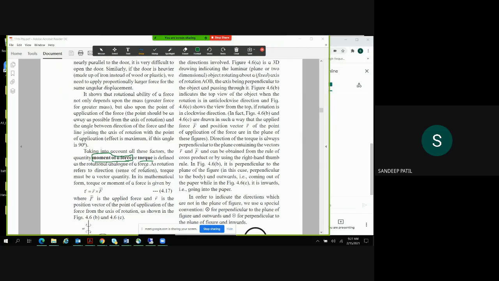So till now we were defining the force only, right? That is what the unit Newton was for. But here we are dealing with the torque or moment of force. As rotation refers to direction, sense of rotation, torque must be a vector quantity. So similarly, here also we are dealing with the direction. Direction is important for the torque. So that is also a vector quantity. Mathematically, we can define torque or moment of force as nothing but the position vector into force. So that is torque.